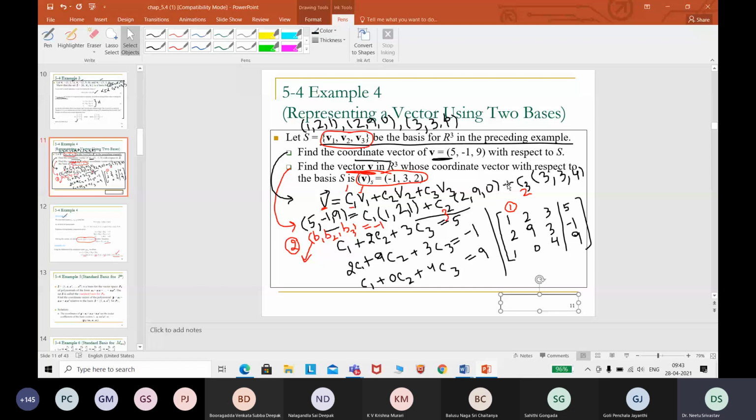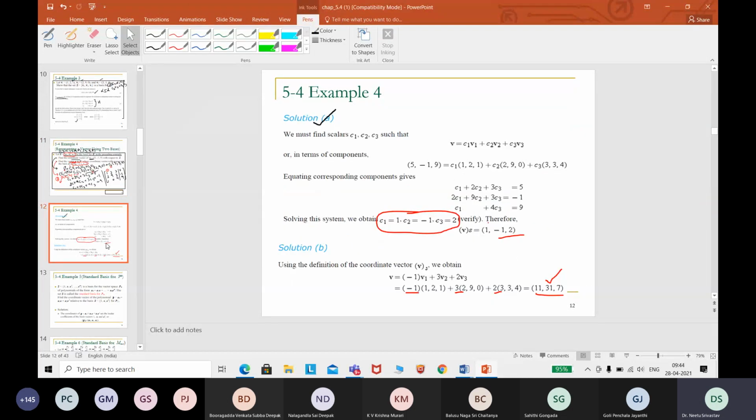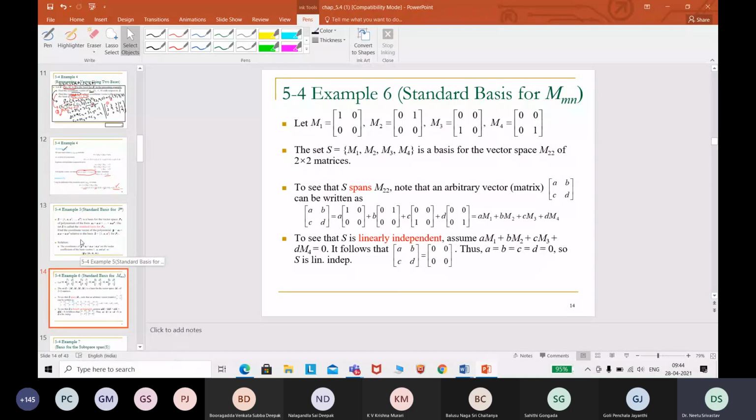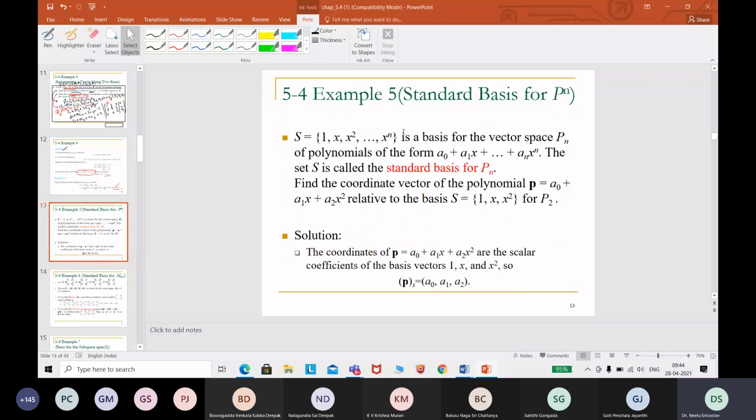The next question says to find a vector V when you know the basis vectors V1, V2, V3 and the coordinates -1, 3, 2. Just substitute, multiply and add, and you will get the vector V. The next question is done in a similar way. Now for Pn we have also discussed that the standard basis for Pn, polynomials of degree n, is 1, x, x squared, up to x raised to power n.